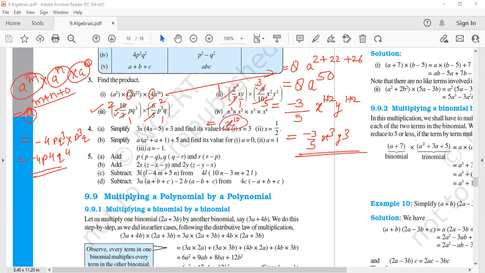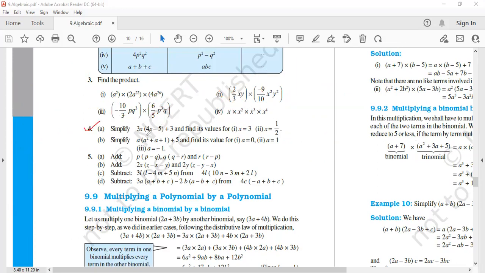X raised to the power, because there is no number, so 1 2 3 3 3 6 6 4 10. X raised to power 10 will be the correct answer for the fourth part. It's very easy, right? So question number 4 is completed from my side. Let us go ahead and continue with question number 4.